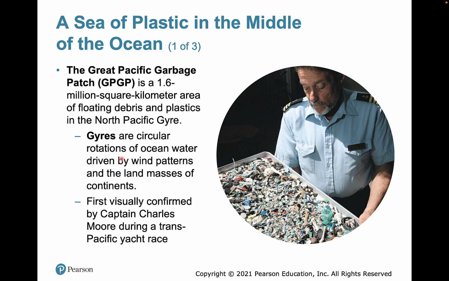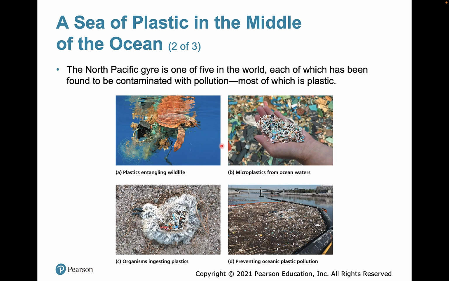A gyre, by definition, is a circular rotation of ocean water that's influenced by wind patterns and the presence of land masses. So we are going to take a look at gyres on our map in the classroom and then in here too. Charles Moore first saw it during a trans-Pacific yacht race. It's one of 5 around the world that is contaminated mostly with plastic.